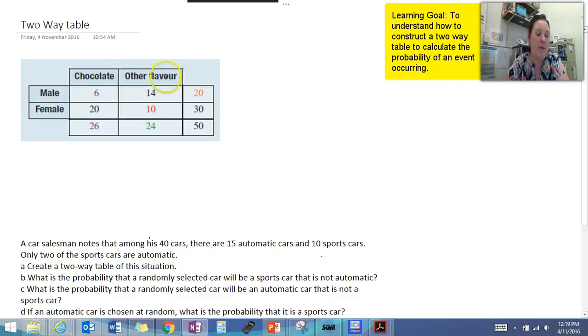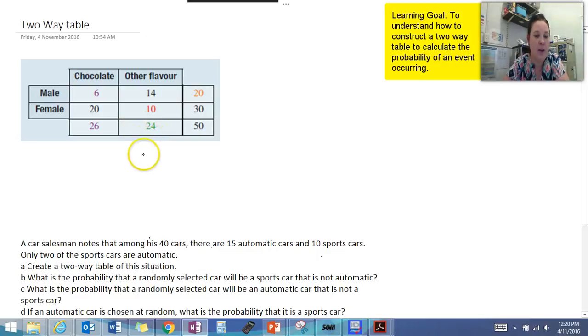So this might be about the types of ice cream that they like. And from this table we'd be able to work out how many males like chocolate ice cream, how many males like other flavours of ice cream, or how many people in general like chocolate ice cream out of the total number. So because we have all of this information in here, we can actually determine a whole lot of probabilities about a particular situation using a two-way table.